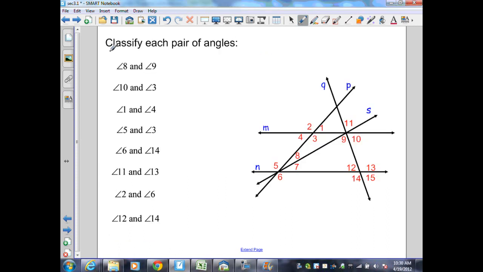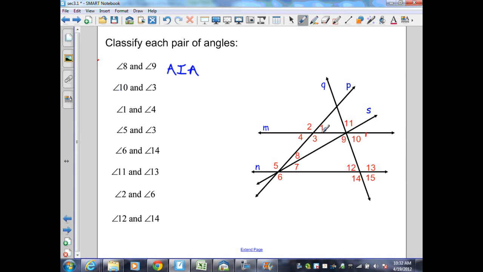On this example, all they want me to do is classify each pair of angles. First, we're given angle 8 and 9. I'm going to put arcs in just to identify them. They are not congruent. The key to identifying special pair of angles with a transversal is to first identify the transversal. Here, line S is the transversal. Therefore, 8 and 9 are on opposite sides of the transversal, and they're inside my other two lines. Therefore, angle 8 and 9 are alternate interior angles.